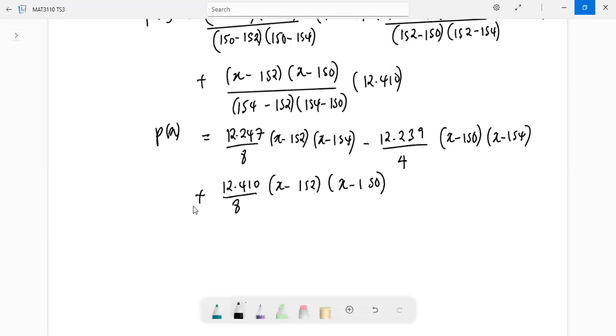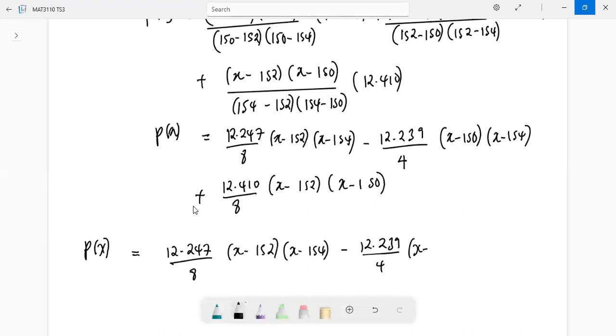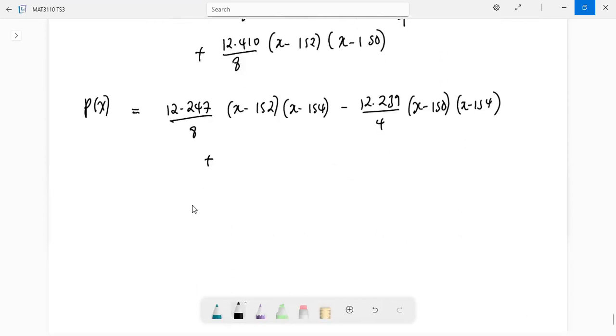So what you can do is simply, let me just write it properly as a full polynomial. So P of x will be equal to 12.247 over 8, x minus 152, x minus 154, minus 12.239 over 4. The space I think is not enough. X minus 150, x minus 154. Yeah, the space isn't enough. So anyway, I'll just join it here again. 12.410 over 8, x minus 152, x minus 150. Now at this point, this is our polynomial.